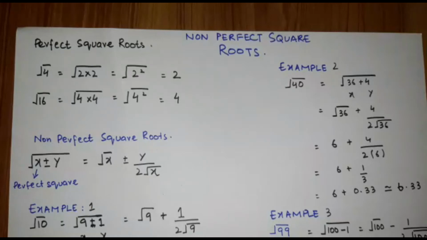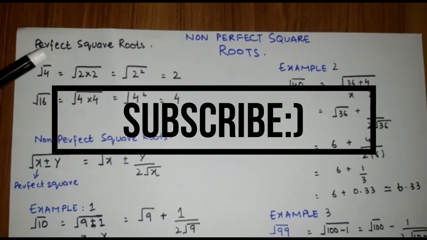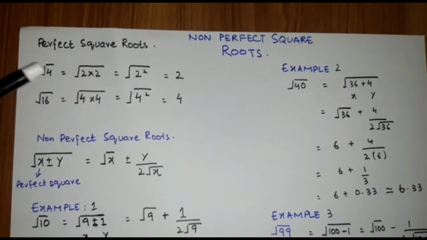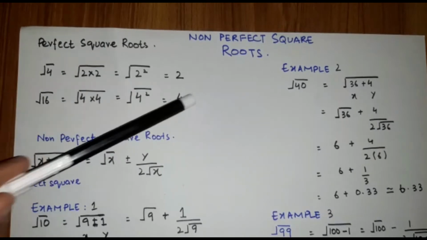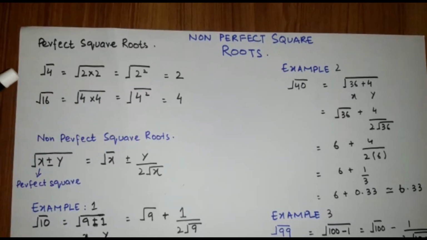So in today's lecture we are going to talk about how to find non-perfect square roots. It is usually easier to find perfect square roots, just like the square root of 4 is 2 and the square root of 16 is 4, and even much higher powers, just like the square root of 625 is equal to 25, and many more.